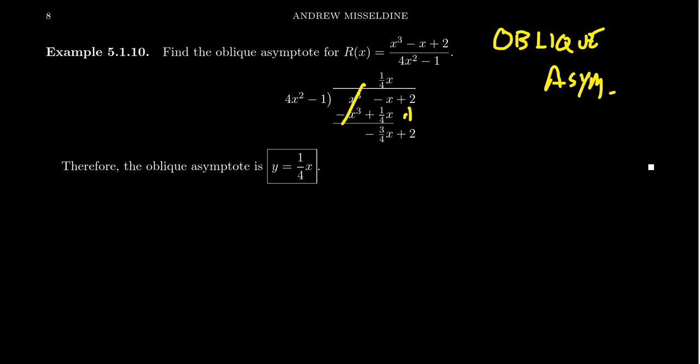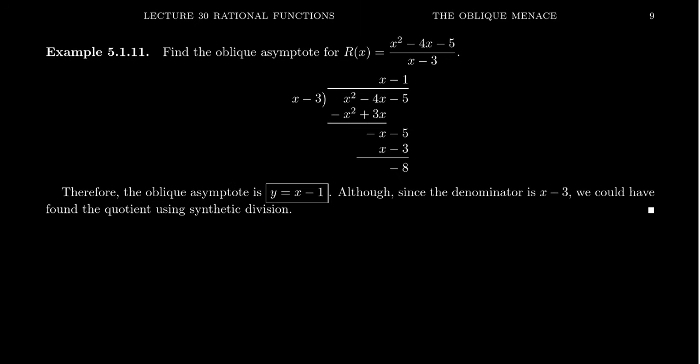And then you bring down the 2, you repeat the process. We ask ourselves, how many times does 4x squared divide into negative 3/4 x? Oh, that's too small. You get a plus 0 right here. And so, like I said, you don't need to finish this thing off. You just need the quotient. The oblique asymptote here will be y equals 1/4 x. The remainder does not matter. Okay, let's do another example.